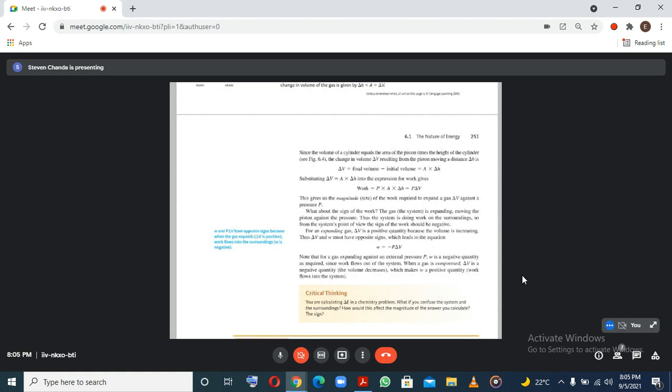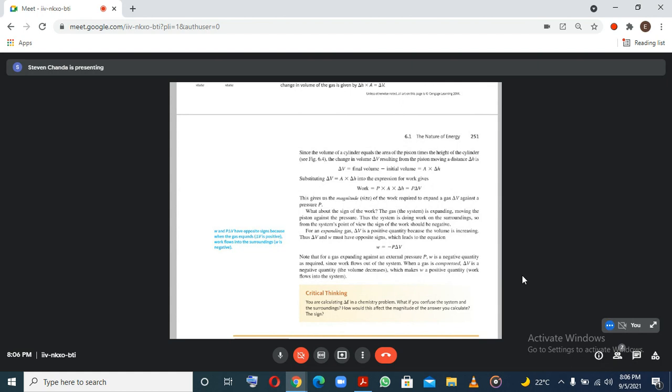So for an expanding gas, the change in volume is going to be positive. Now, why is the change in volume going to be positive? It's because it's expanding. So the final volume is greater than the initial volume, right?